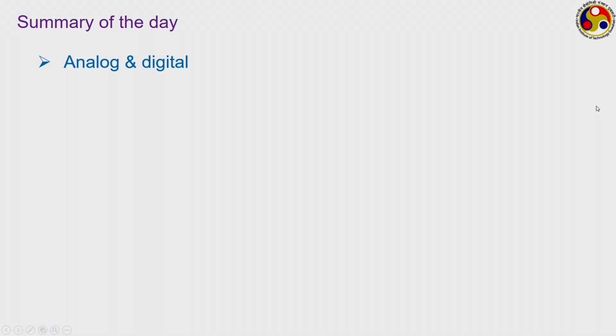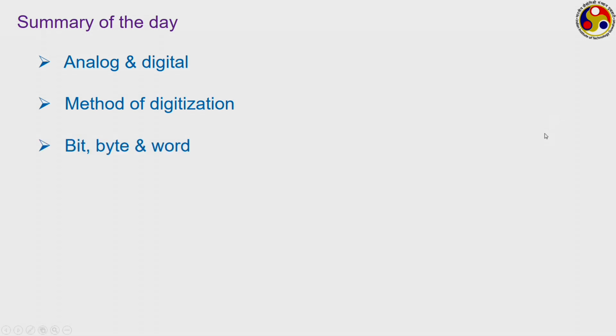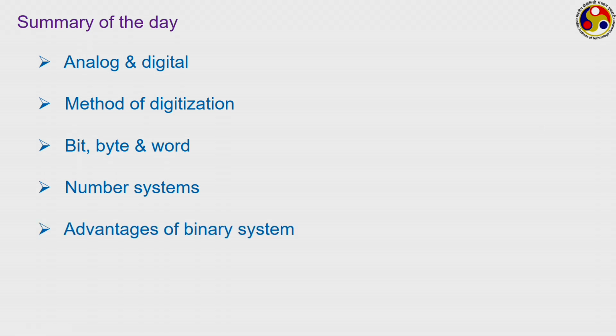So, what have we learned today? We have learned about analog and digital signals. We have discussed in detail the advantages of digitization. We have discussed briefly the method of digitization. Then we talked about bit, byte and word, which are the fundamental units. Then we discussed the number systems and conversion from one system to another, and the advantage of the binary system.